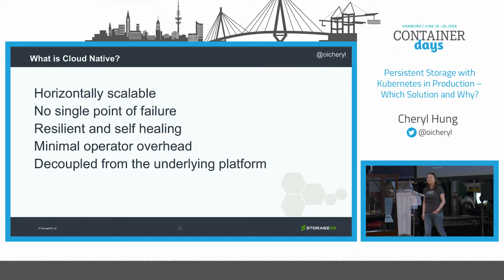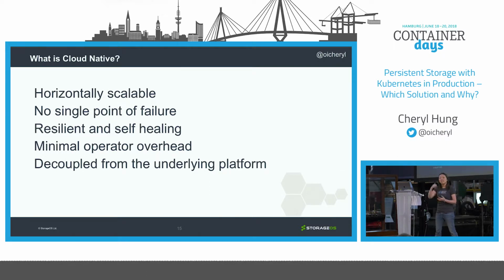OK, what do I mean by cloud-native? So cloud-native means it should be horizontally scalable. You should be able to add resources by adding nodes to a cluster instead of making each node individually bigger. It needs to have no single point of failure, and if there is a failure, then the system needs to be resilient and self-healing, so it fixes itself.